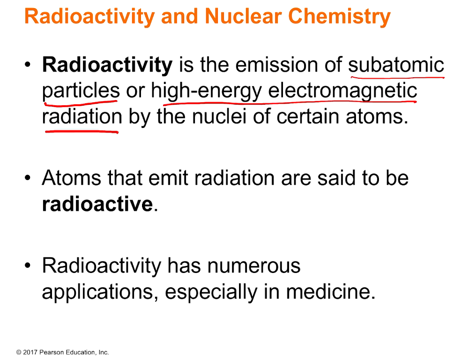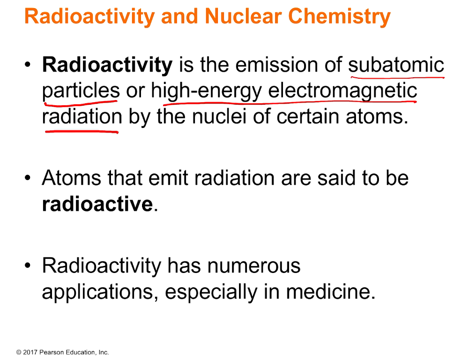Both of these things can be emitted by the nuclei of certain atoms. For instance, if an atom is really unstable, then it's going to release some energy in order to become more stable. Atoms that emit radiation are said to be radioactive.